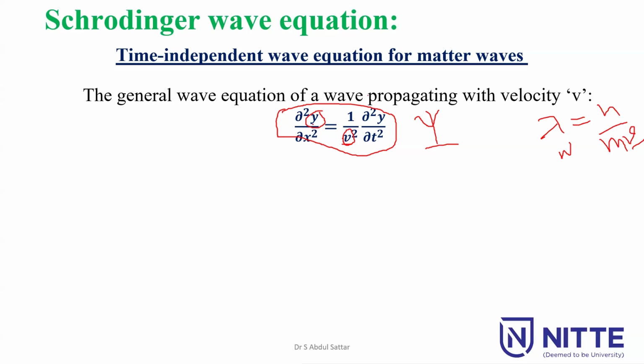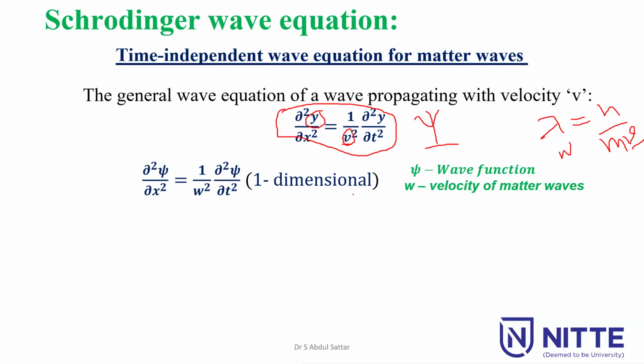So now, by replacing y with psi and v with w, the wave equation of a matter wave can be written as dou square psi by dou x square equal to 1 by w square dou square psi by dou t square. This is the general wave equation of a matter wave. Here psi is the wave function, w is the velocity of matter waves. This is the one-dimensional case.